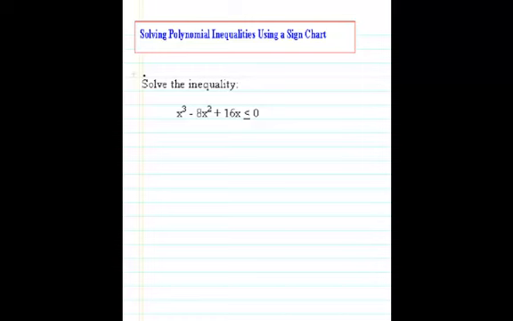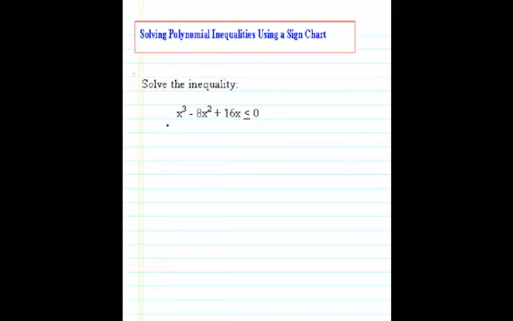Today we'll be using an example to help us illustrate how to solve a polynomial inequality using a sign chart. The example that we have here is a third-degree polynomial, and our job is going to be to find the values of x that when substituted into this polynomial will make the polynomial less than or equal to 0. To do that, our first step is going to be to find where this polynomial equals 0, and we're going to go ahead and find that by factoring.